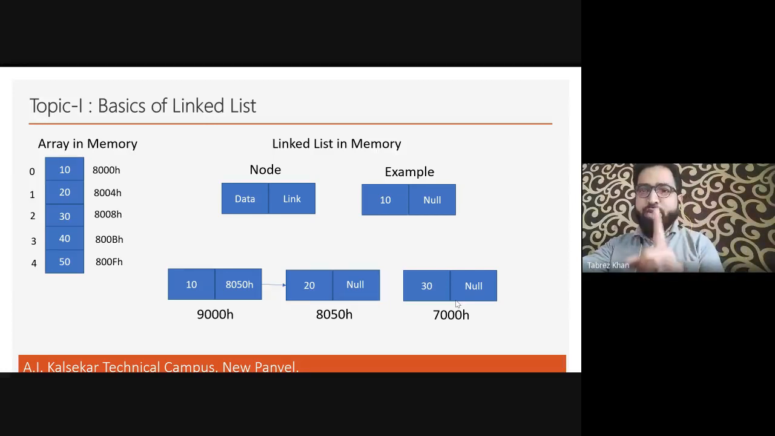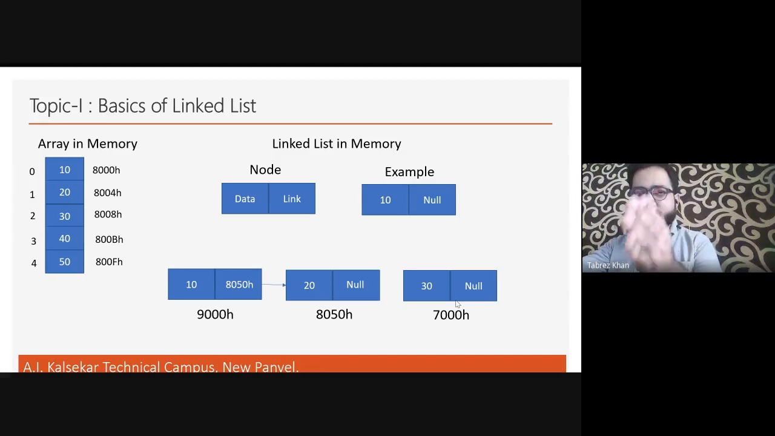So with the help of the head pointer, I will get the address of the first node, that is 9000H. So we'll go to the first node. From the first node, we will get the address of the second node, that is 8050H. Inside your first node, you have the address of the second node. So you'll go to the second node. From the second node, we'll go to the next node.